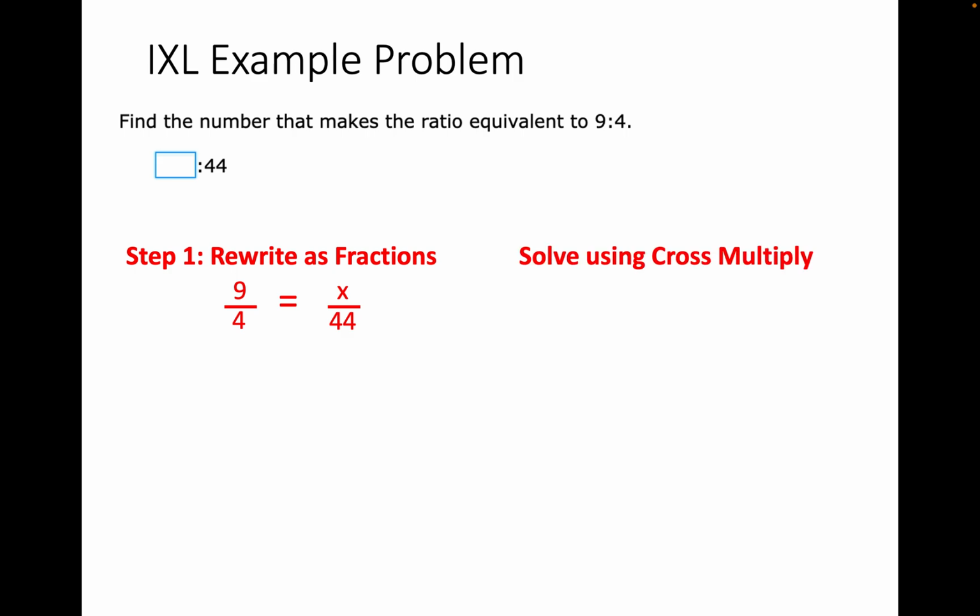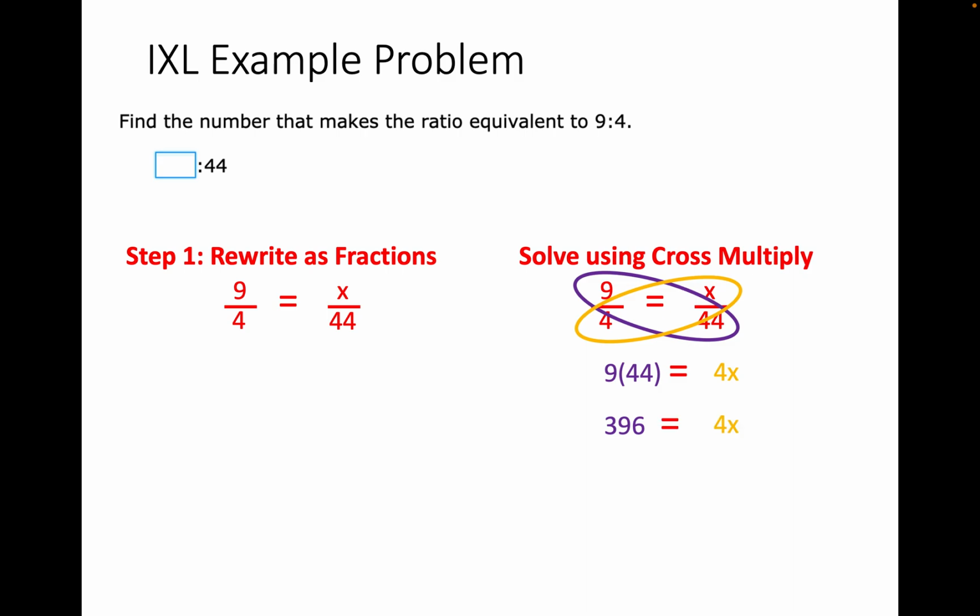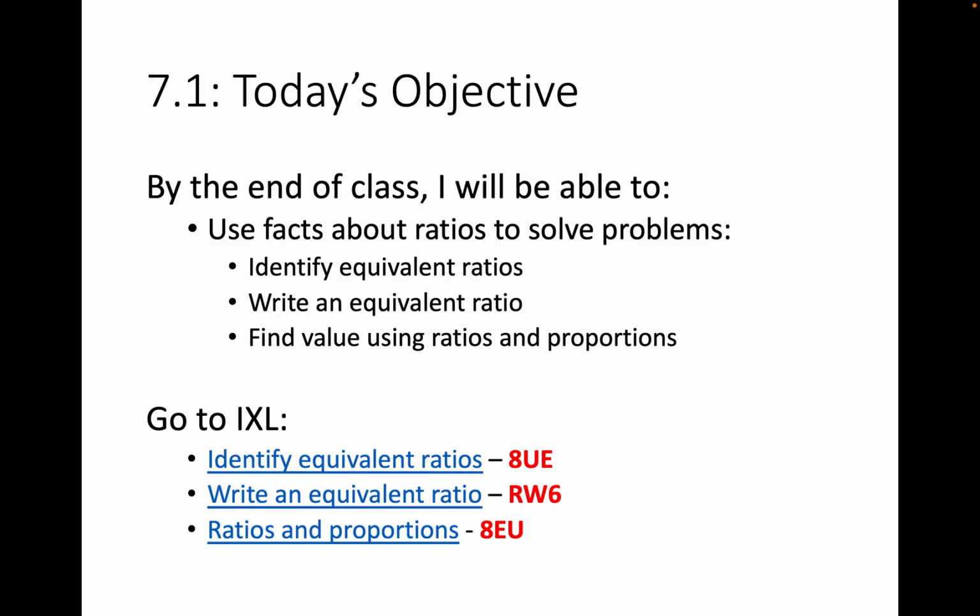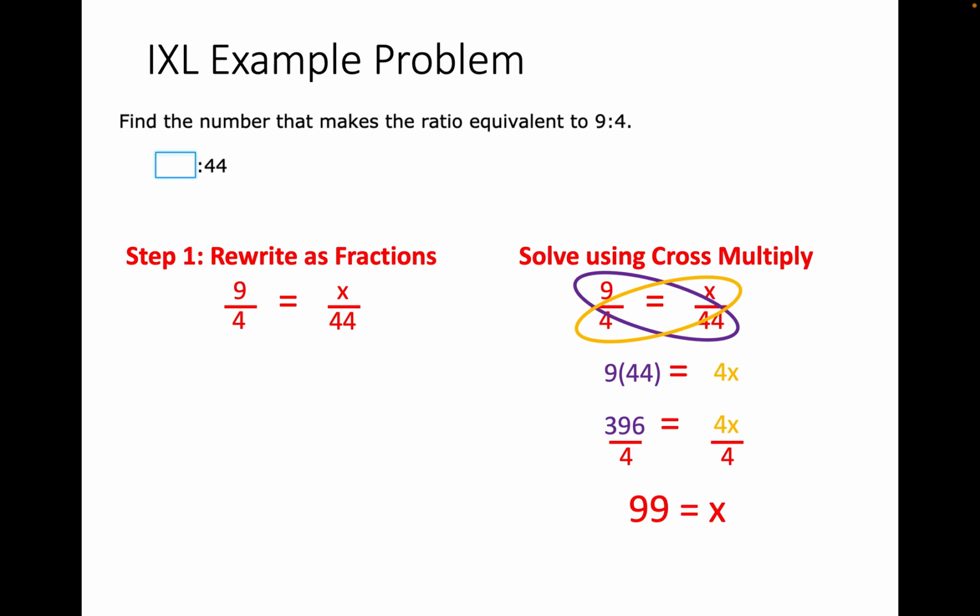Now I can solve using cross multiplication. So once again, 9 times 44 has to be equal to 4 times x. 9 times 44 is 396. That's equal to 4x. Divide by 4, and I get x equals 99. So the answer would be 99. The ratio of 9 to 4 is the ratio of 99 to 44.